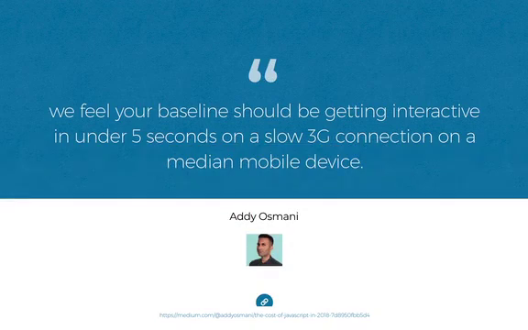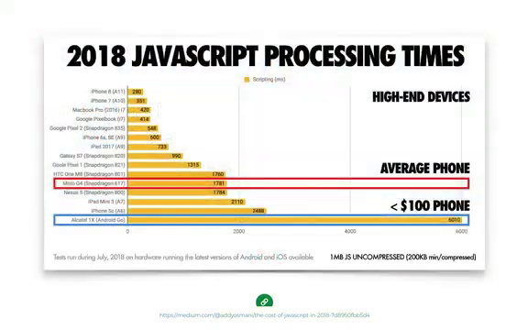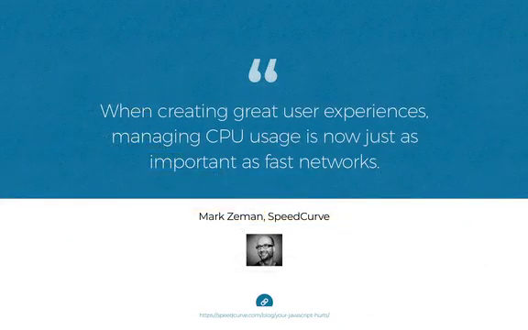Again, Addy notes that we should be aiming for interactivity in under 5 seconds on a slow 3G connection on that average mobile device. So that's 5 seconds total from start to interactive. And again, we're talking about that median device, right? The one that can take 6 seconds just to parse 200 kilobytes of JavaScript that has already downloaded. So if you're using a framework for client-side JavaScript, it can be a really hard target to hit. We are shifting the burden back to the device as networks improve. We're delivering too much code.